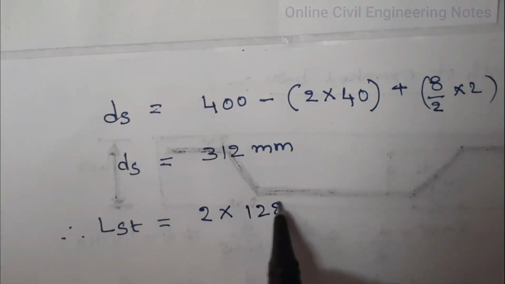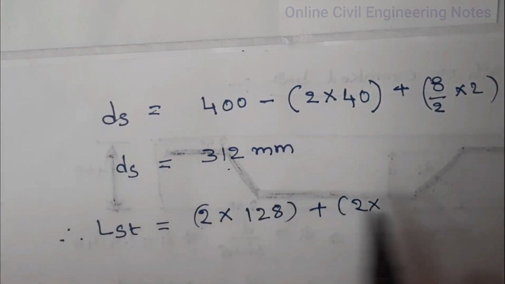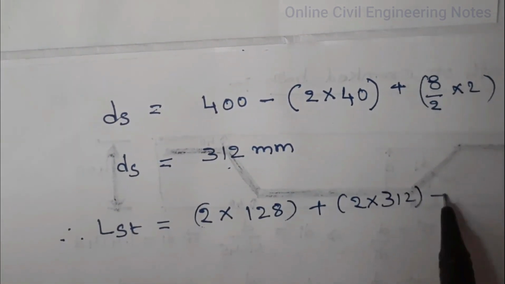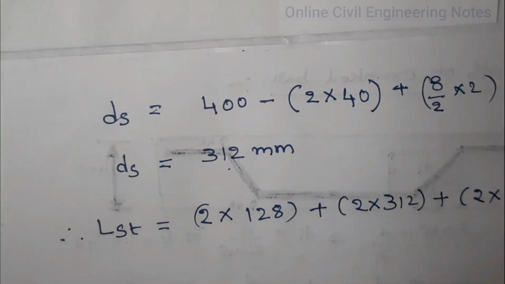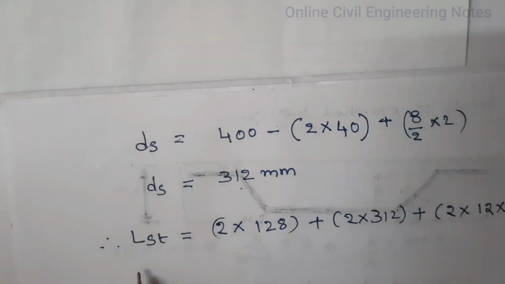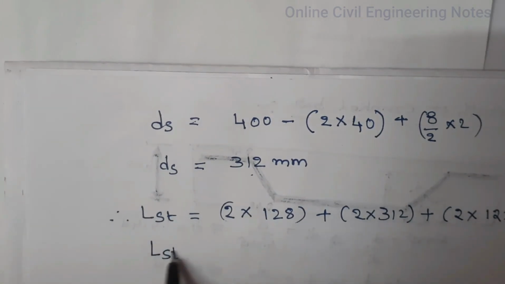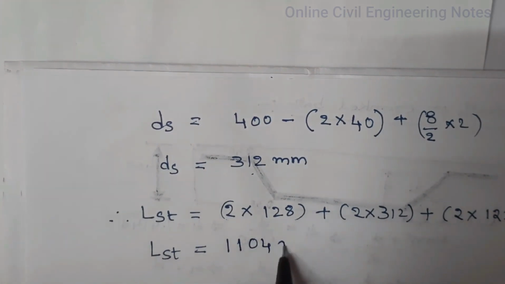BS is 128 plus 2 into DS 312 plus 2 into 135 degrees bend length, 12 times dia of the stirrup. Therefore, length of stirrup is equal to 1104 mm.